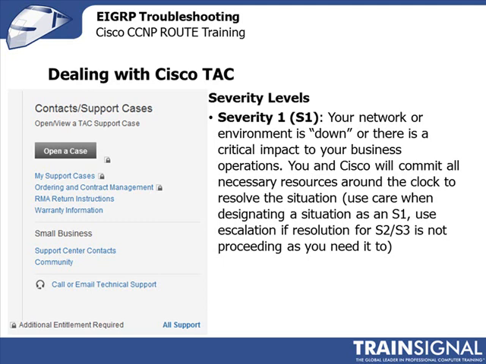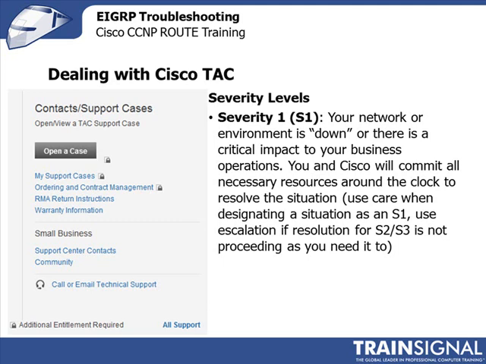Now, I want to interject right here to be very cautious in your use of S1 as a way of getting the case processed faster. Many times what will happen, even though you own the severity of the case, is it's very easy to just want to make it a severity 1 so people at the Cisco TAC will respond on a faster basis.